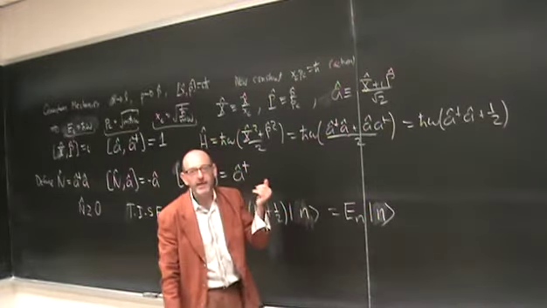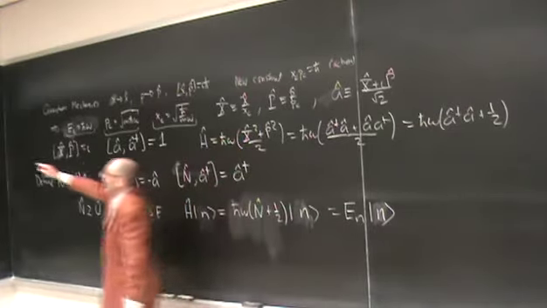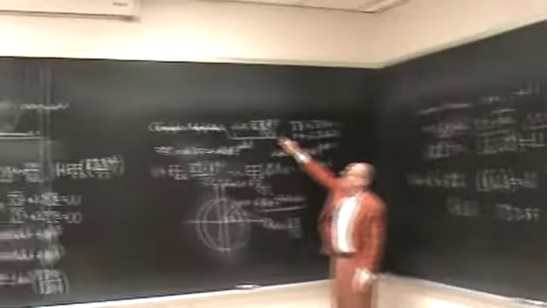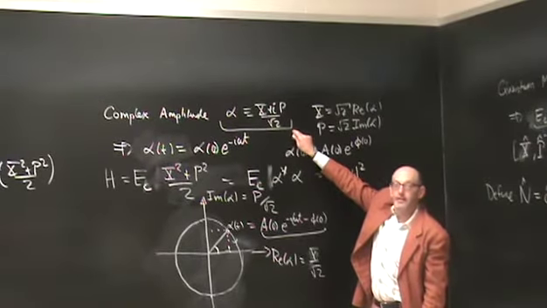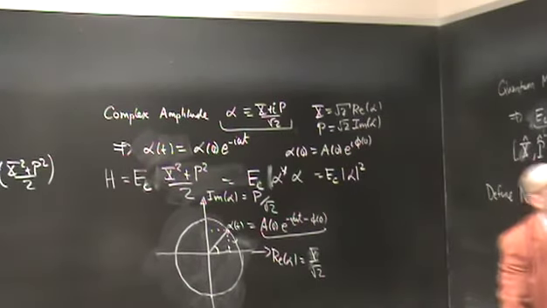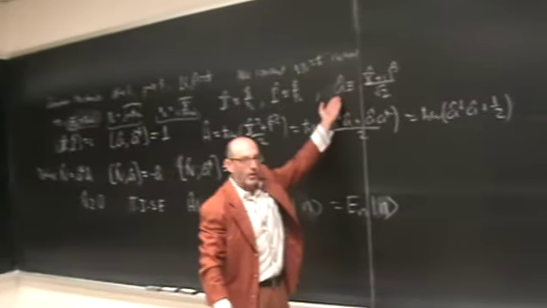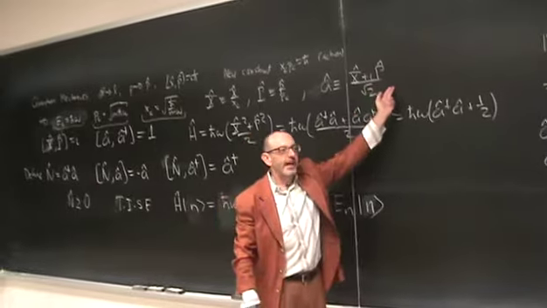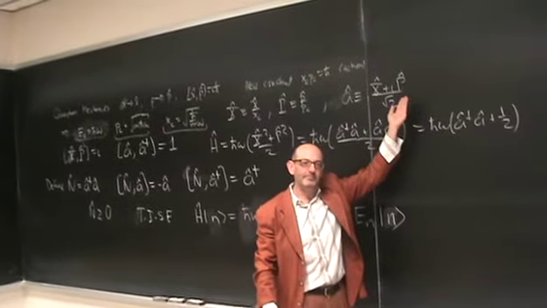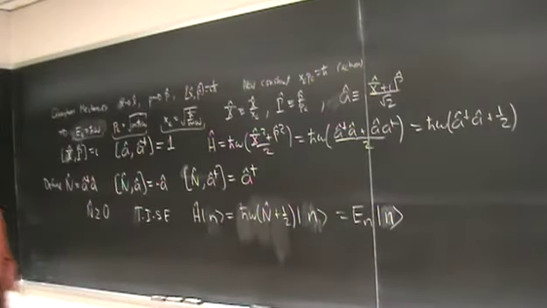And moreover, we have a quantum analog of the complex amplitude. So what was the complex amplitude, a complex number in the classical mechanics, now is a non-Hermitian operator in the quantum world, whose Hermitian part is the position and whose anti-Hermitian part is the momentum. Okay? And you will keep that in mind.